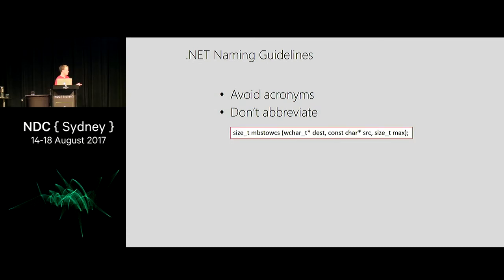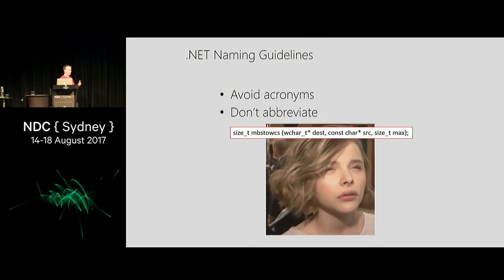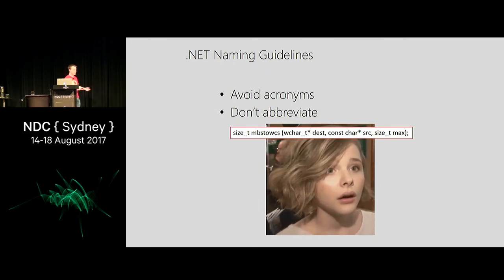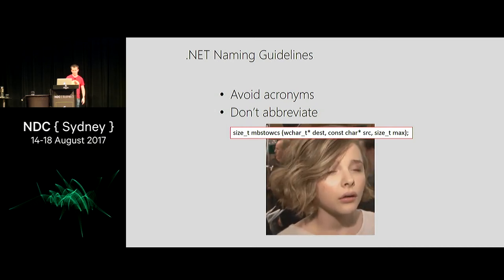So can anyone tell me what this method does? It comes from C. Does anyone know what it does? That method is multi-byte string to wide character string. So MBS, multi-byte string, to, and WCS, wide character string. Now that I've told you, you know what it is, but someone coming along to this code or this method for the very first time is going to be very confused. They're going to have no idea what's going on. They're going to need to look up documentation. They're going to need to ask their coworker. So with abbreviations, you're just saving keystrokes to introduce confusion.